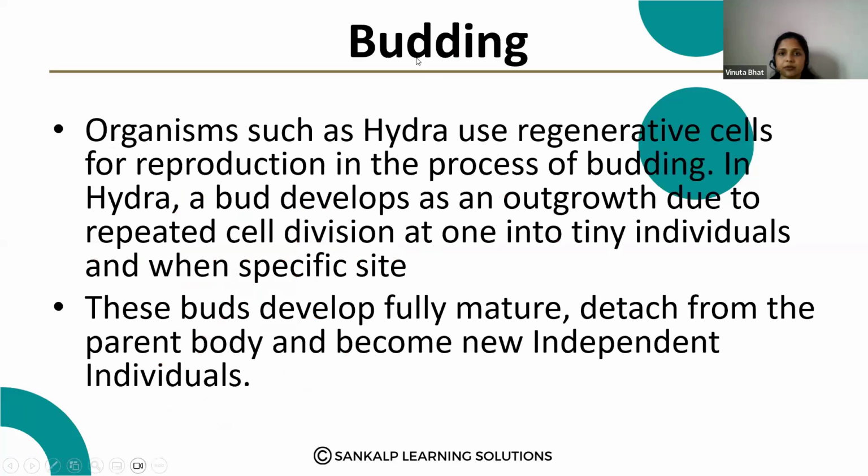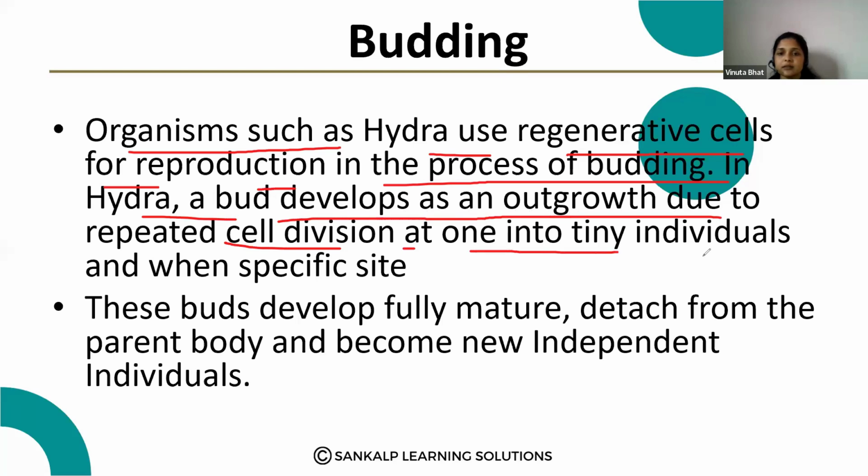So any one type of the asexual reproduction, that is budding. Organisms such as Hydra use regenerative cells for reproduction in the process of budding. In Hydra, a bud develops as an outgrowth due to repeated cell division at a specific site. These buds develop fully, mature, detach from the parent body and become new independent individuals.